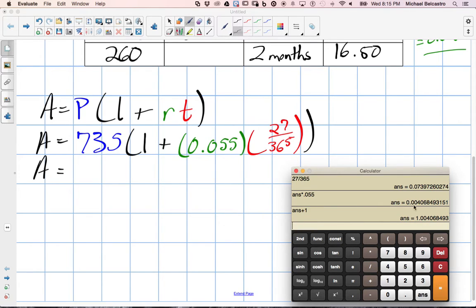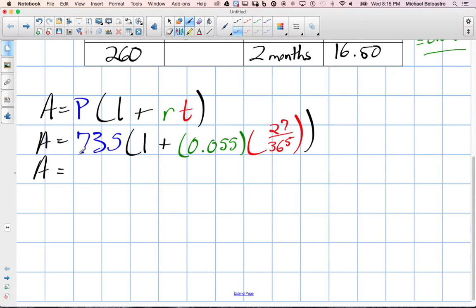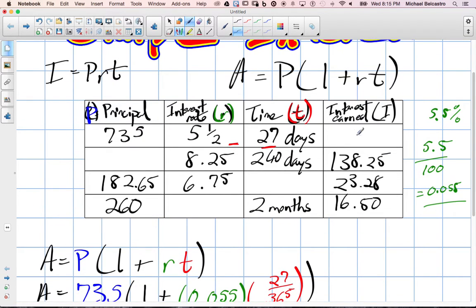Okay. So this would be the number in the bracket, and then I'm going to multiply that by 735. So look at that. I really didn't have to write anything else. I was able to do it all on my calculator, and there we go. 737.99. Now, this actually didn't tell us the interest earned.